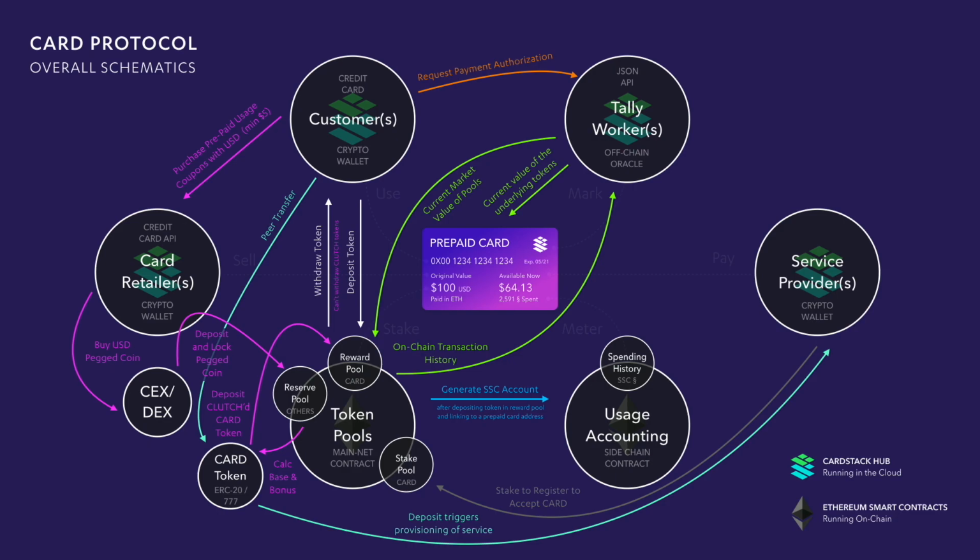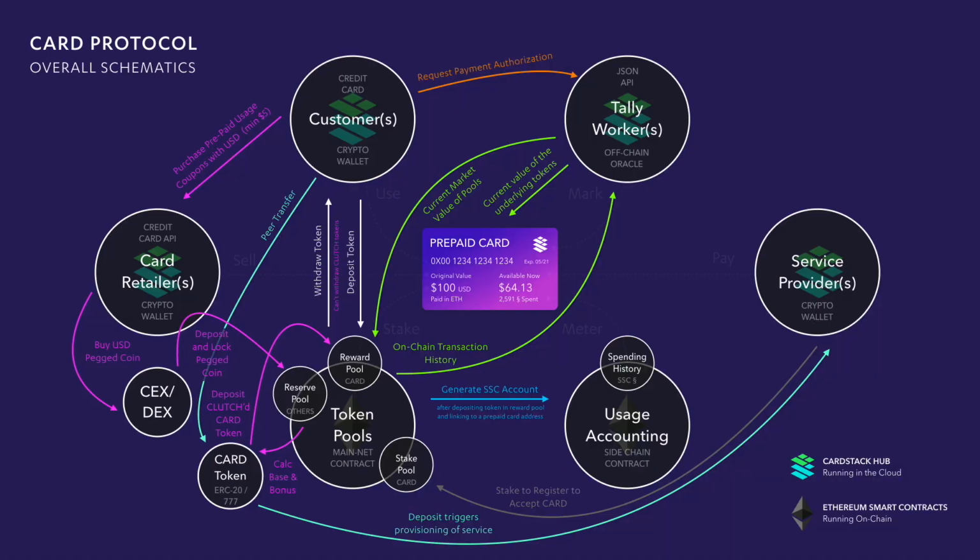So when a customer says, I would like to start using this web host who accepts CARD as my hosting service, they will have to go to a tally worker and say, I would like to create a payment authorization for a chosen service provider. So this is kind of like saying, hey, how much value in USD terms can I give the service provider the ability to deduct against? So the tally worker is saying, based on the market value and maybe the volatility of the underlying asset, I believe you can spend $64.13.